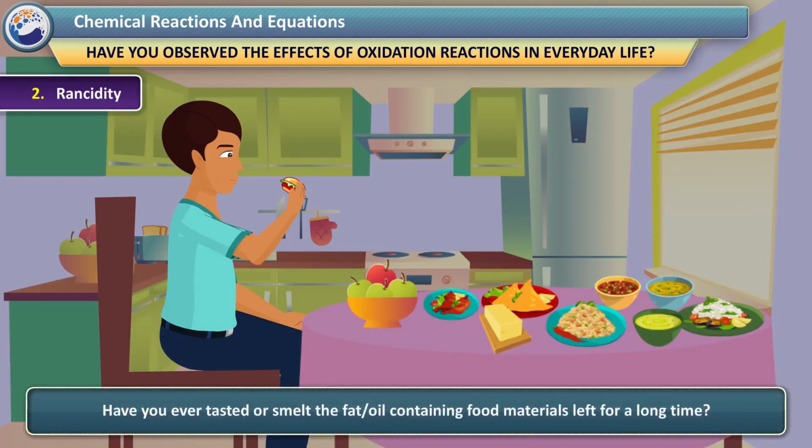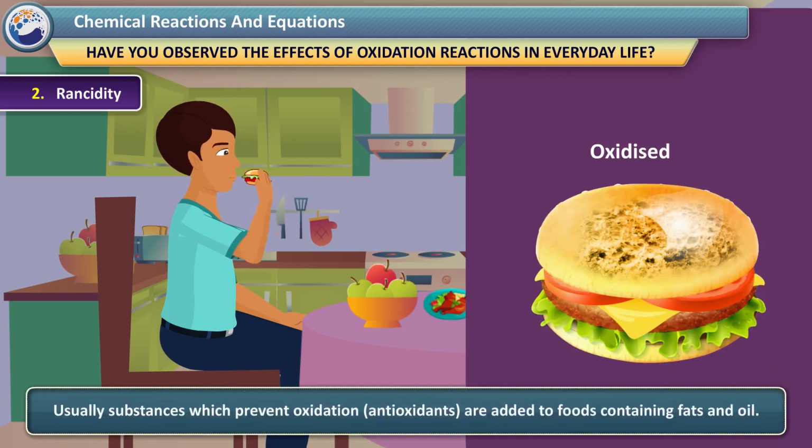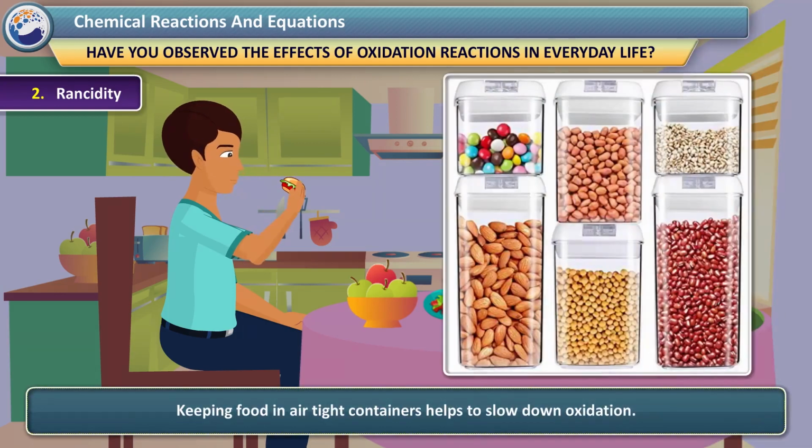Rancidity. Have you ever tasted or smelled the fat, oil-containing food materials left for a long time? When fats and oils are oxidized, they become rancid and their smell and taste change. Usually substances which prevent oxidation, antioxidants, are added to foods containing fats and oil. Keeping food in airtight containers helps to slow down oxidation.